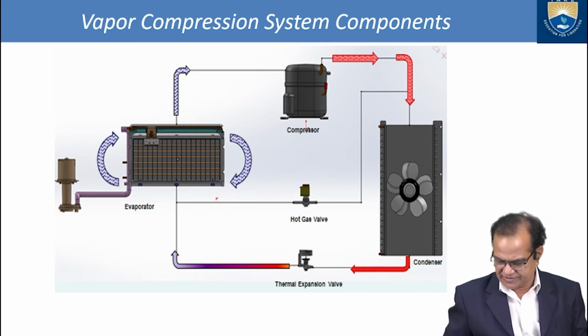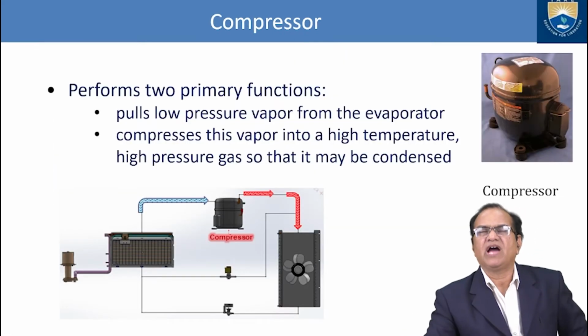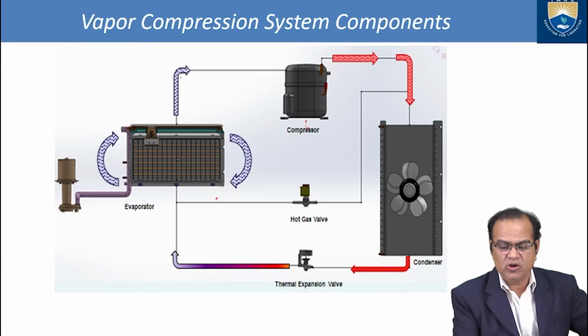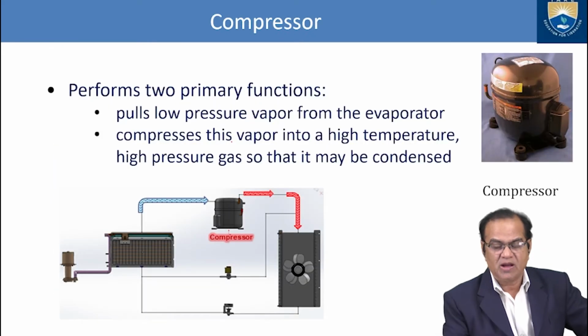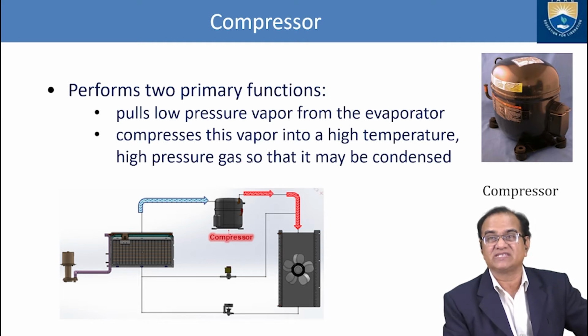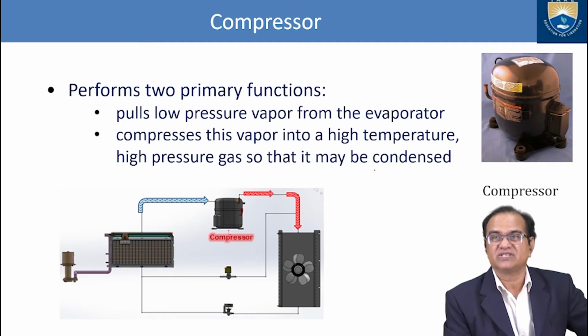These are components. Now if I go one by one, the compressor has two main functions. First, pull low pressure vapor from the evaporator. You can see here that it is low pressure, it is sucking from here. The second is to compress this vapor into a high temperature, high pressure gas. So this vapor is converted to gas so that it may be condensed. That is the purpose of this compressor.